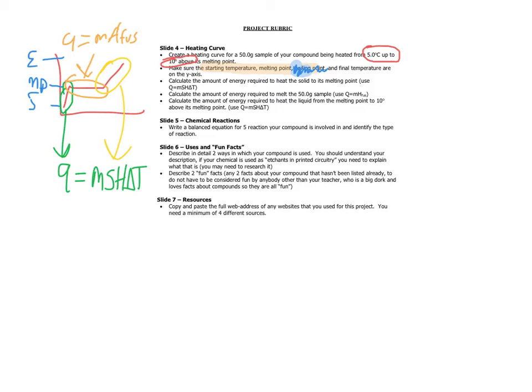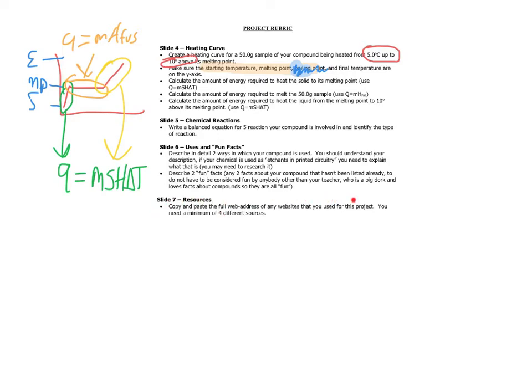But I'm a big dork and I love chemistry, otherwise I wouldn't teach it. So a lot of little facts about things are kind of fun to me. All it has to be is a fact. 2 facts that you haven't gone through before that are kind of neat. Don't just say a fact is it contains carbon. Well, that's kind of given in a chemical formula. So 2 ways the compound is used, 2 fun facts, and then the final thing is the resources.